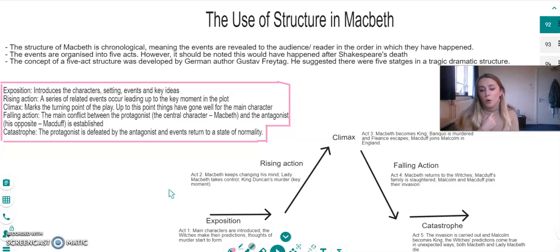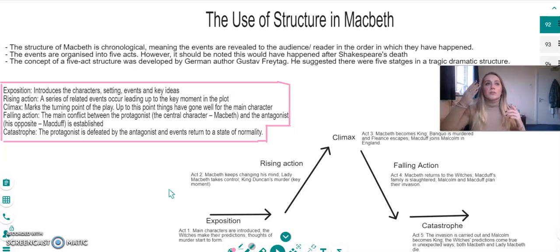So Act 1, the exposition. Main characters are introduced, we meet Macbeth, we meet Lady Macbeth, etc. The witches begin to make their predictions, so they start to give their omens, and the thoughts of murder start to form. So this is where we begin to set the scene. This is where we begin to get a sense and understanding of the characters in the story, as I mentioned earlier. Then we head up to the rising action.